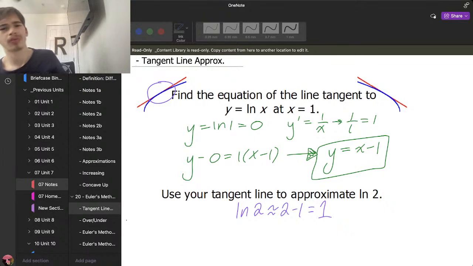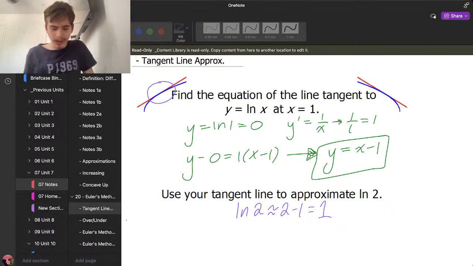Equation of the line tangent to y equals natural log of x at x equals 1. Take the derivative: you get 1 over x. Plug in 1, you get a slope of 1. Natural log of 1 is 0. So y minus 0 equals 1 times (x minus 1). So yeah, there we go.